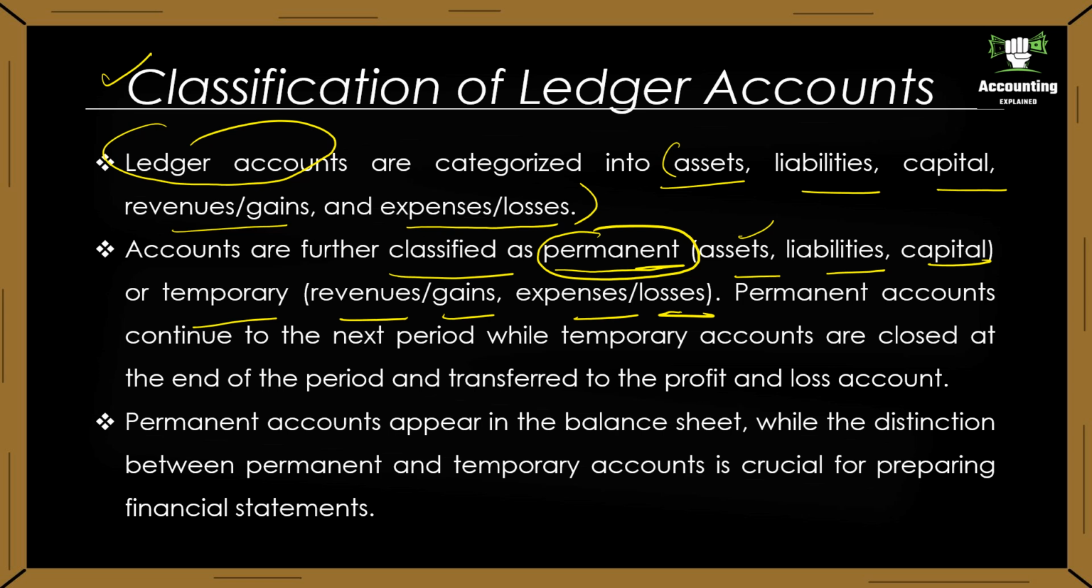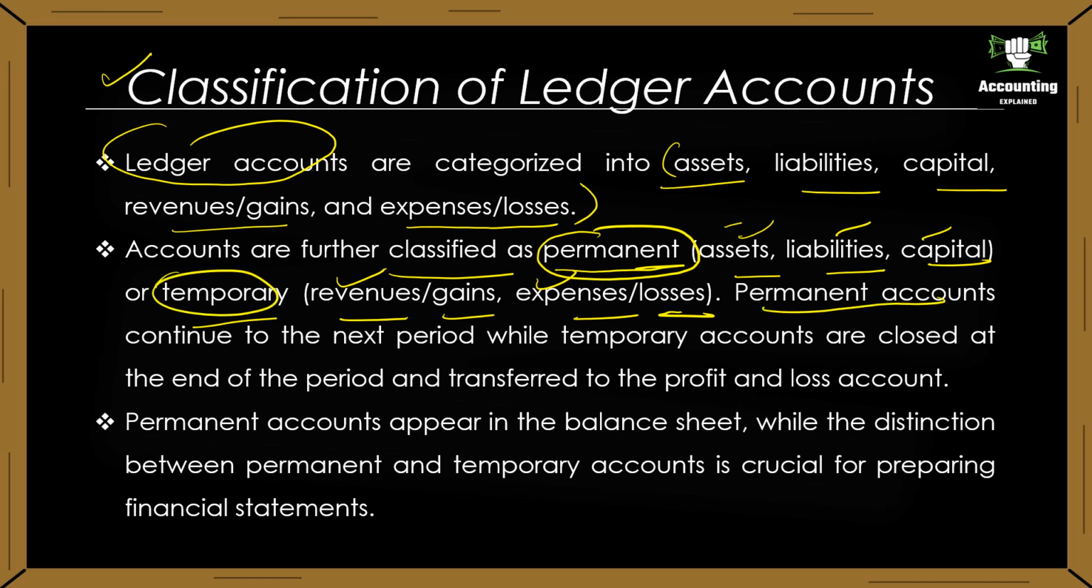That is why assets, liabilities and capital are classified as permanent, whereas revenues or gains and expenses or losses are classified as temporary. Within that year, you are going to utilize it. That is the difference. When it goes more than 1 year, it is called permanent. When it is going to be utilized within 1 year, it is called temporary.